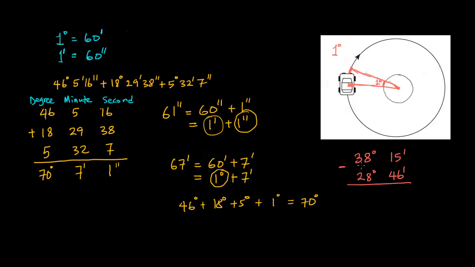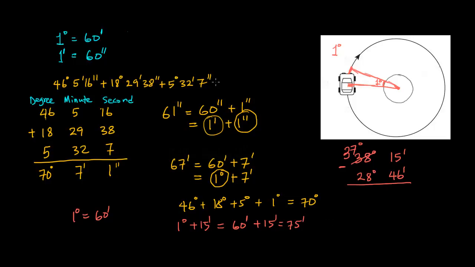So what we need to do is borrow 1 degree from 38 degrees, and 1 degree is equal to 60 minutes. So if we borrow 1 degree from 38 here, we'll now have 37 degrees. Then the 1 degree goes to the 15 minutes. So that would be 1 degree plus 15 minutes. But we can't add this together like this. What we'll do is convert 1 degree to 60 minutes. So that will be 60 minutes plus 15 minutes, and this is 75 minutes here.